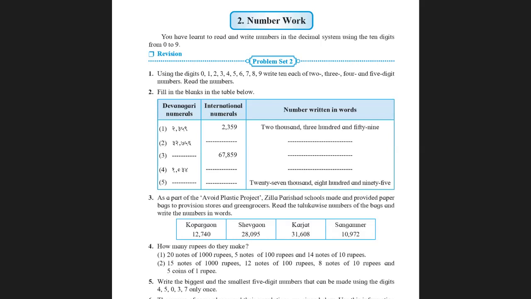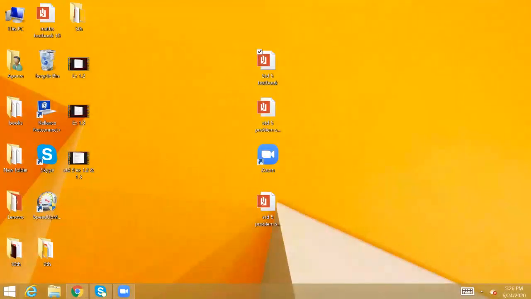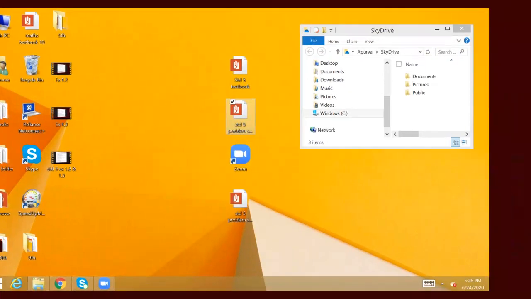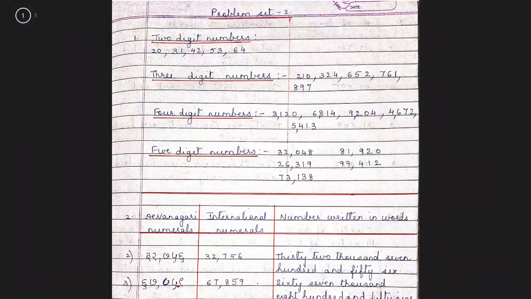So I have done 5 for you of all of these. The remaining 5, you are going to try it out yourself. Okay. So I'll show you how I have done the first 5. Now see, 2-digit numbers. As I told you, you can use numbers from 0 to 9. So 20, 31, 42, 53, 64. So these are the 5 numbers that I have made. You have to make another 5 more 2-digit numbers.